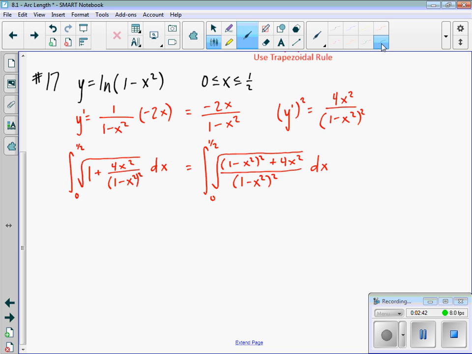So if I do the little scratch work here, 1 minus x squared times another 1 minus x squared, I'm getting 1 minus 2x squared plus x to the 4th. And then remember, I'm adding that to 4x squared, so I would get 1, well, let's put them in descending order. So x to the 4th plus 2x squared plus 1.